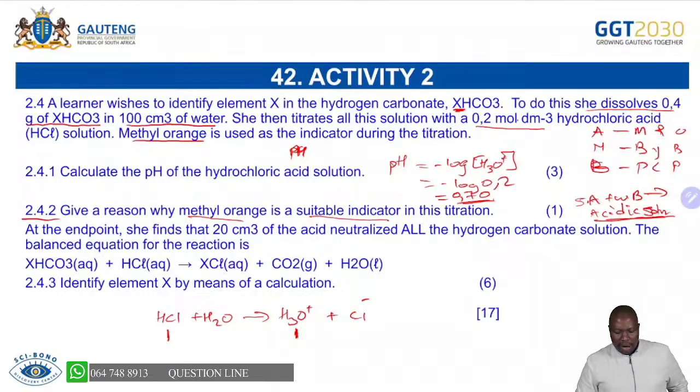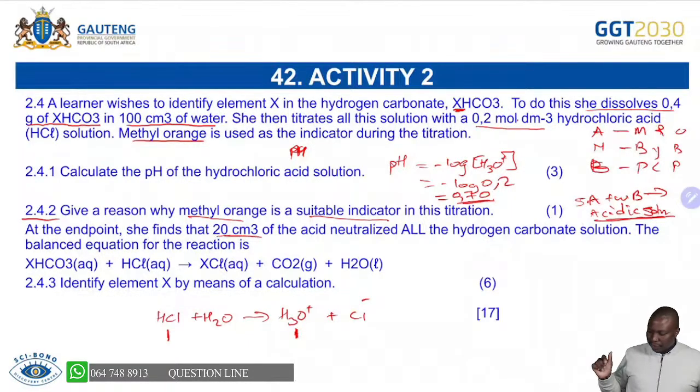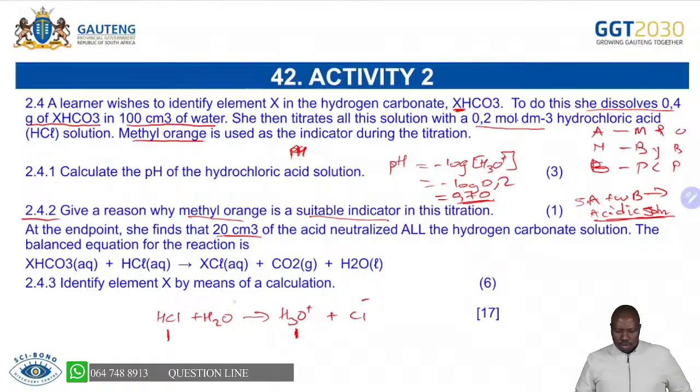It is suitable. Now at the end point, she finds that 20 mL of the acid neutralized all the hydrogen carbonate solution. The balanced equation for the reaction is given as XHCO3 plus HCl gives XCl plus CO2 plus water. Identify element X by means of a calculation. You see, here you must be rich if you do this calculation correctly. Now, we always say it is important that you always start from what you know. You move from what you know to what you don't know.